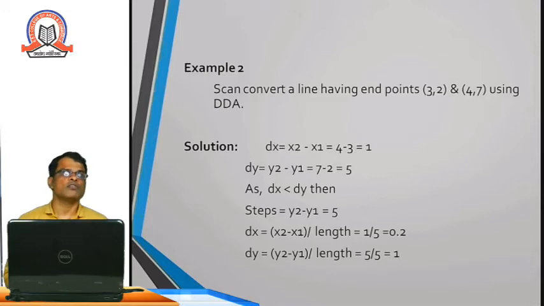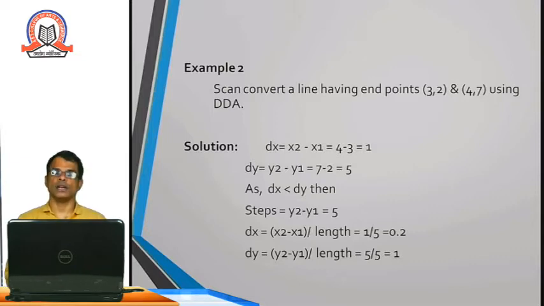Now here we have to first decide the steps. dy is bigger: dy is 5 and dx is 1. So as dx is smaller than dy, the number of steps is equal to y2 minus y1, that is 5. So our steps are 5.